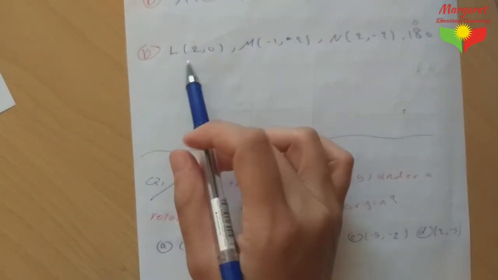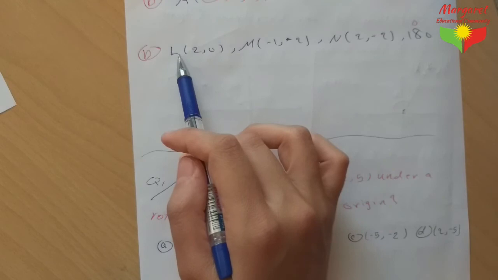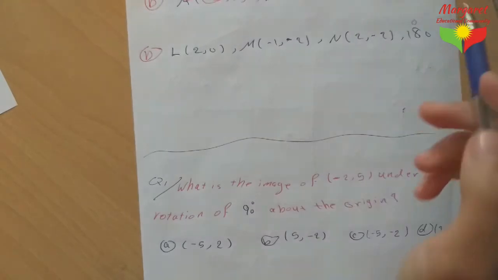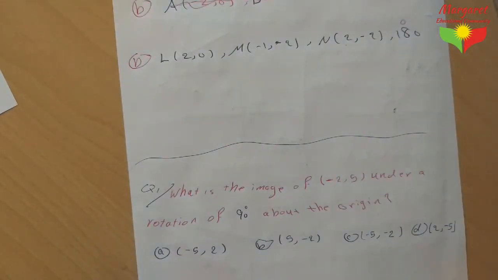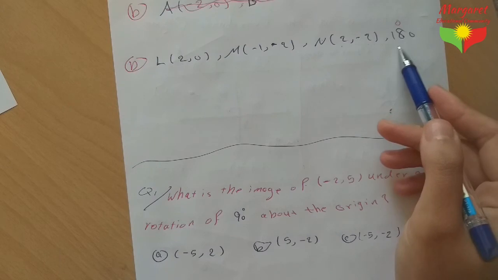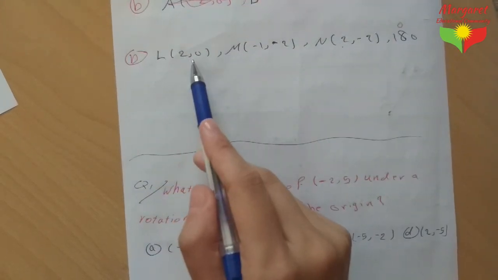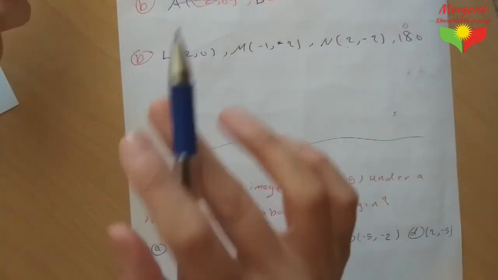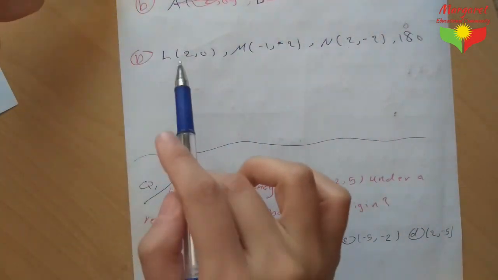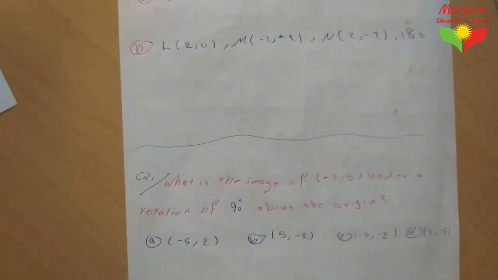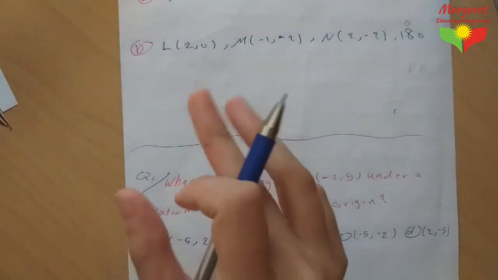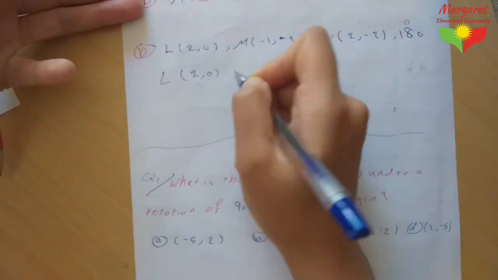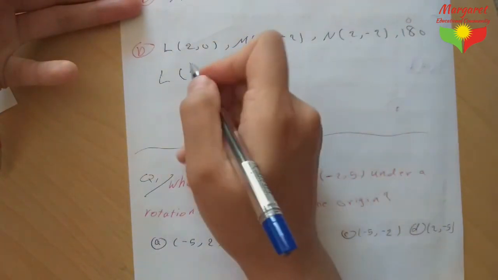From part B, the vertices are L, we have 2, 0, and M, minus 1, minus 2, and N, 2, and minus 2. For a rotation of 180 degrees, just change the sign of X and Y. Do not change the place of X and Y, only the signs: if it is negative it becomes positive, positive becomes negative. L changes to minus 2 and 0. M changes to minus 2 and 0.